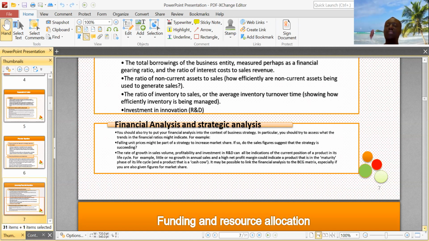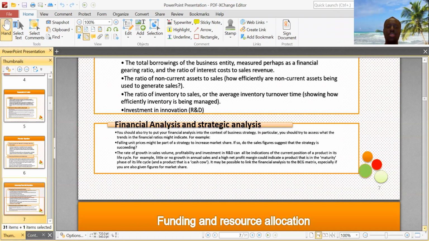In particular, you should try to assess what the trends in the financial ratios might indicate. So for example, falling unit prices might be part of a strategy to increase market share, right? Sometimes when you're calculating your ratios, you see that all your sales ratios are dropping. So what does it mean strategically? Let's place it within a strategic context. It could be a strategy that management has deployed to decrease prices so that they can increase market share. So that's a typical example.